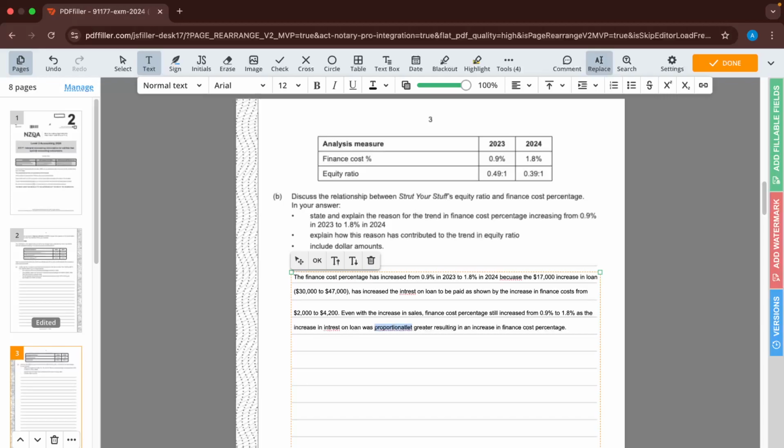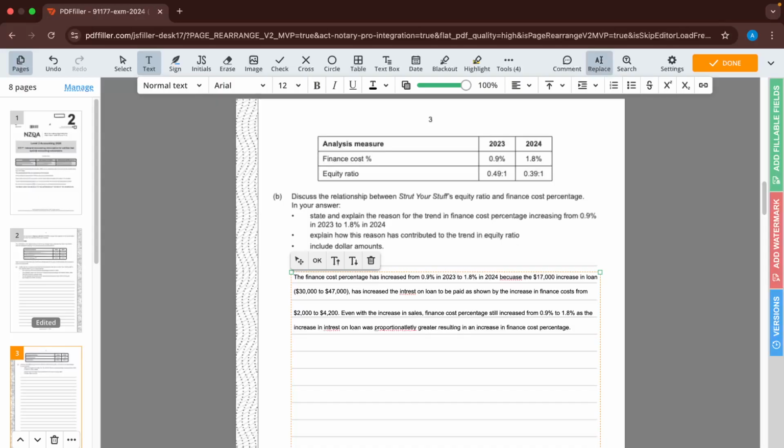Awful spelling, but proportionately greater. So when I say that, I'm referring to the fact that the finance cost did more than double, whereas sales only had a 5% increase. So they're not looking for the second part of that question. They're not really looking for you to get into the more technical side of it. They just want to show that you've got a bit of thinking about the more advanced stuff.